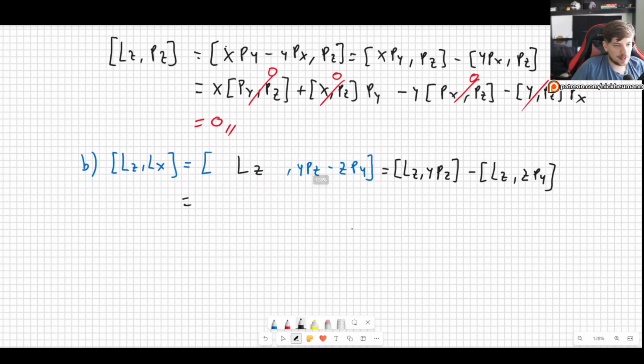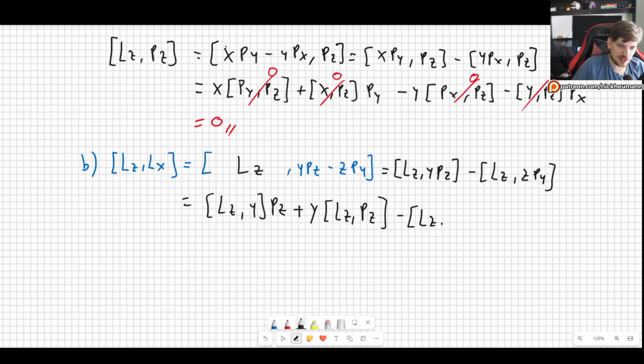So let's do it. That means that we get [Lz, y], and now we take the pz outside, but to make up for it, we need to add the commutator with now the y element out here, and [Lz, pz]. And then we have minus [Lz, z] with py outside, and then we have minus [Lz, py], and z is here.